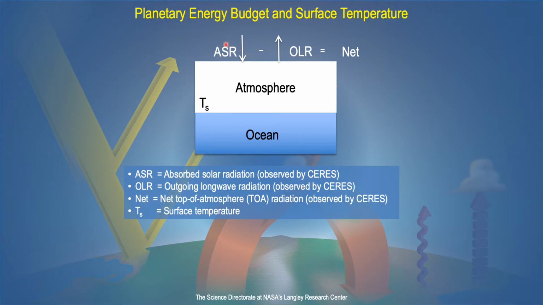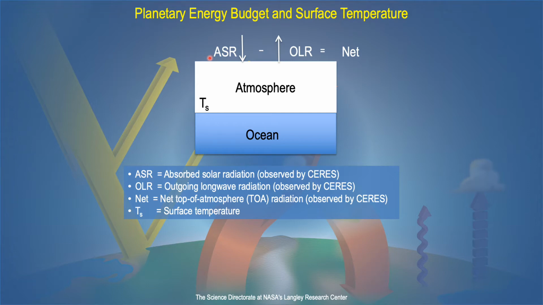So what we're really interested in is how much of that is absorbed. The absorbed solar radiation is the difference between the incoming solar and the reflected solar. Reflection happens from clouds, from the surface, from molecules in the atmosphere, as well as tiny particles called aerosols.